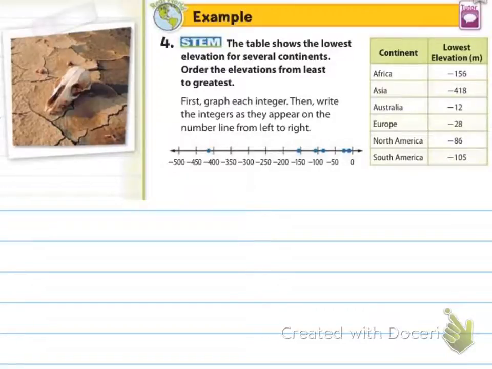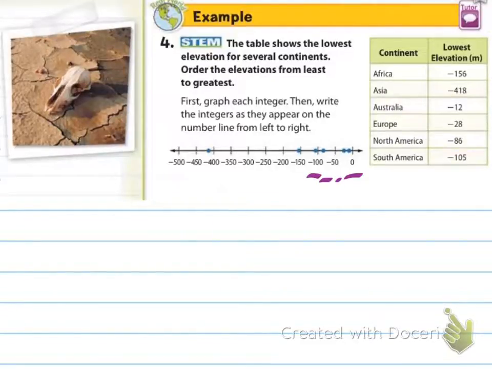So let's see, negative 156 is going to be between negative 150 and negative 200. Then negative 418 is going to be between negative 400 and negative 450. And then negative 12 is going to be next to the 0. Negative 28 is going to be on the other side of that, next to 0. And then we've got 86 between negative 50 and 100. And then we have 105, which is between 100 and 150.